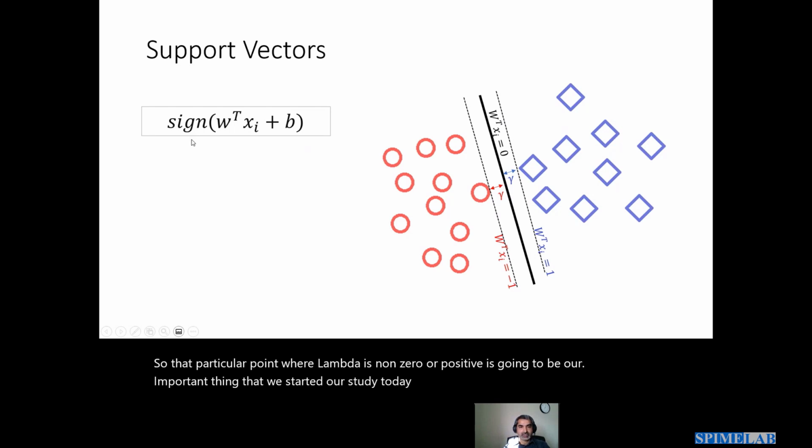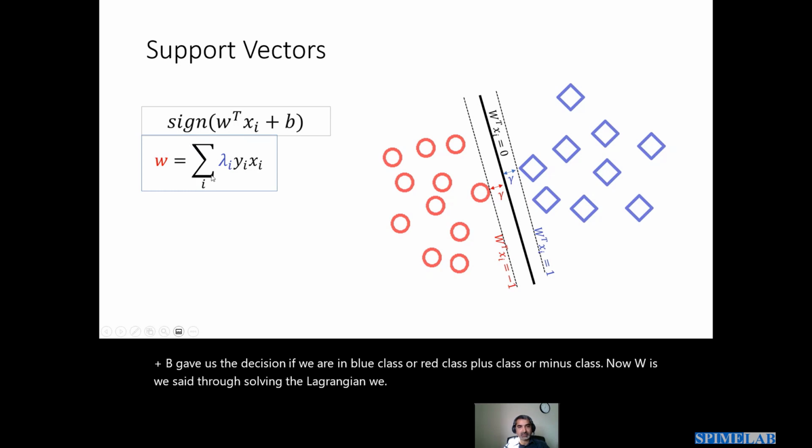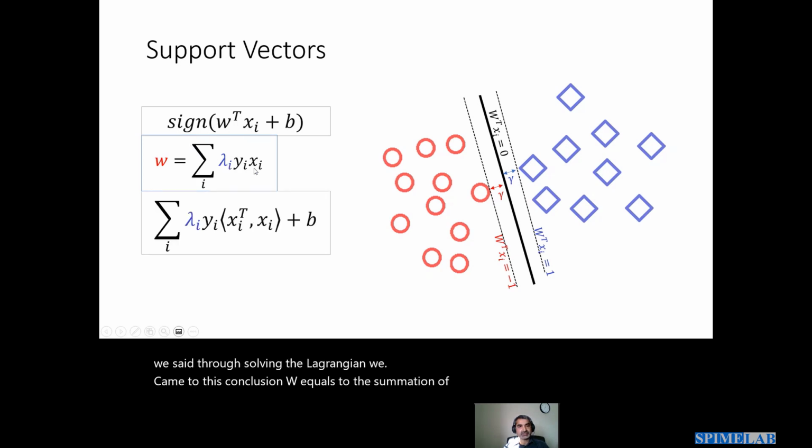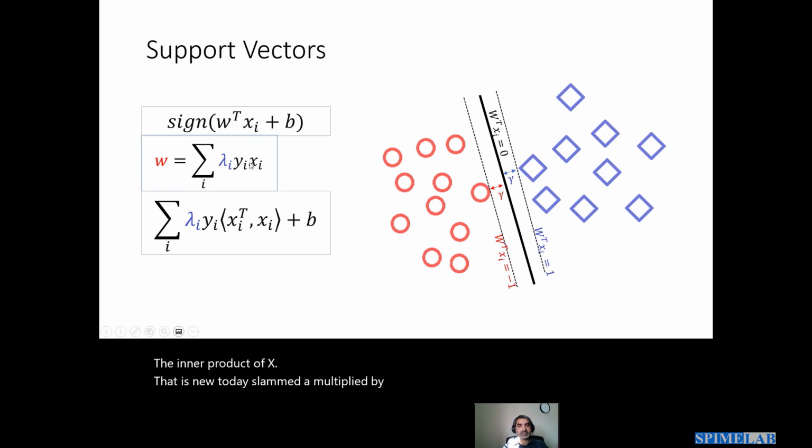Till now, the sign of W transpose X plus B gave us the decision if we are in the blue class or red class, plus class or minus class. Now, through solving the Lagrangian, we came to this conclusion: W equals the summation of these quantities, multiplication of these quantities, and we put the value of W here now. This is the inner product of X that is new today. So lambda multiplied by Y multiplied by X, when it goes here in place of W, it becomes this.